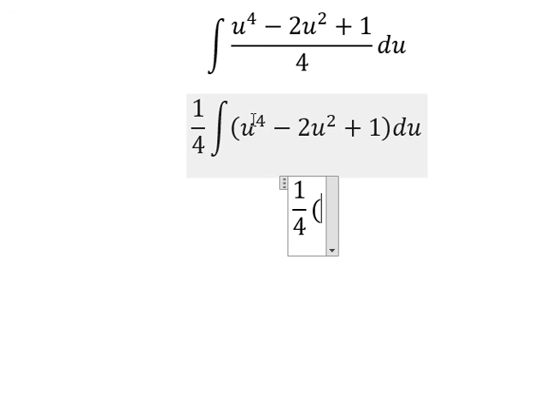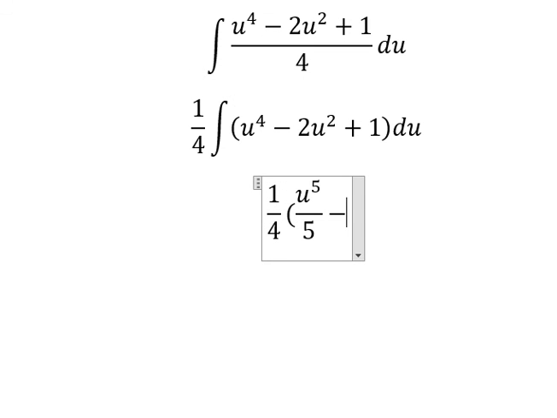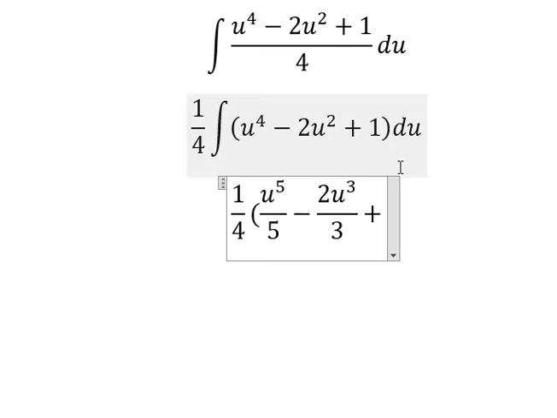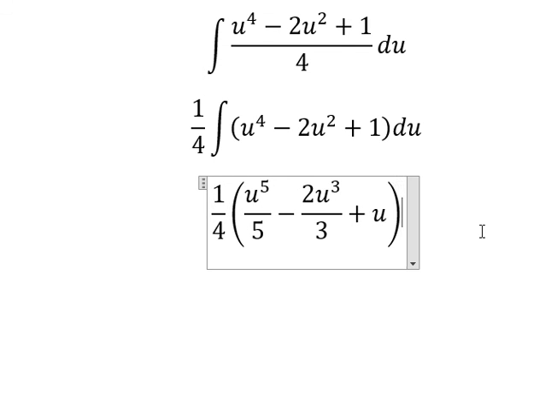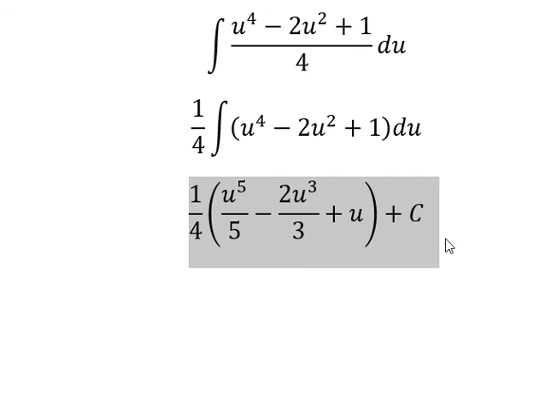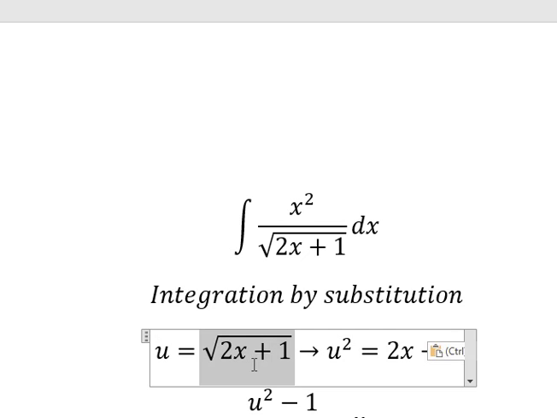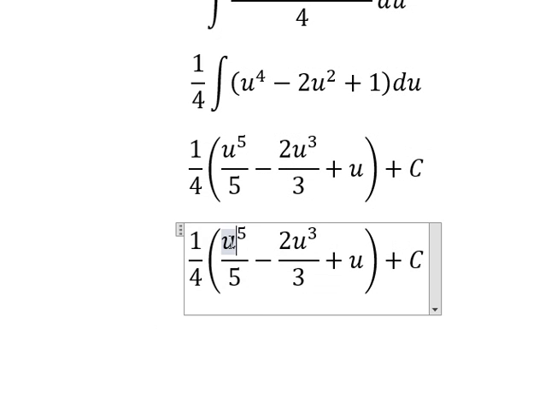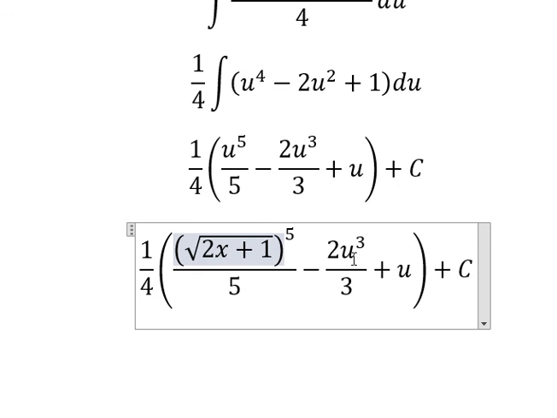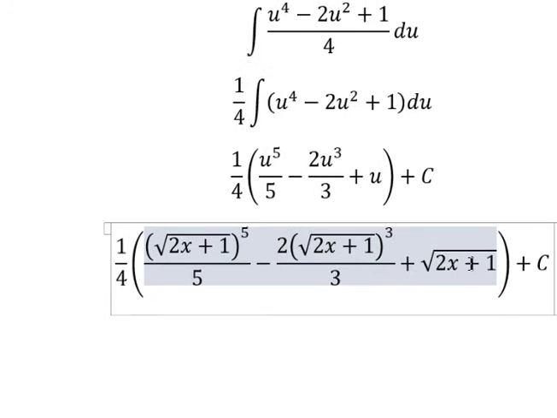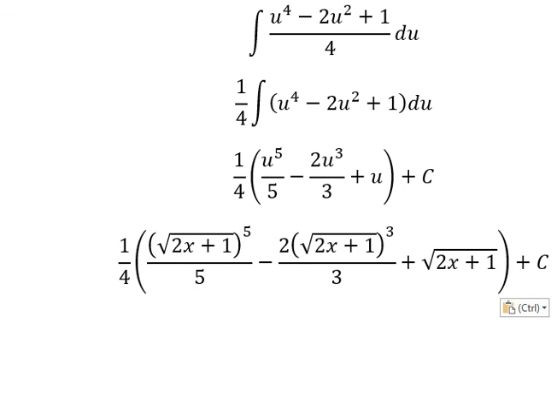The integration of u to the power of 4, you get u to the power of 5 over 5. This one you get u to the power of 3 over 3. Number 1 you get u, and we put c in here. Then u is this one. And this is the final answer.